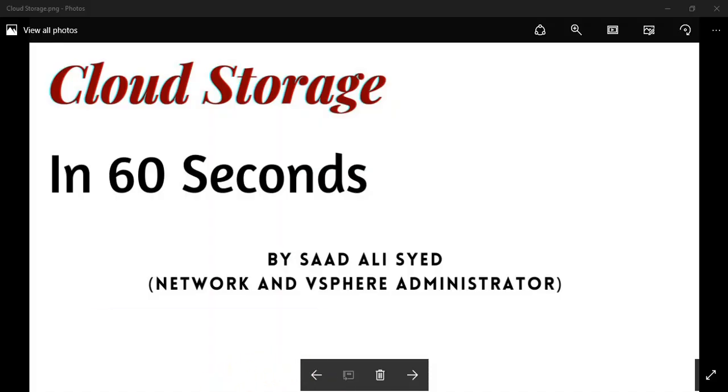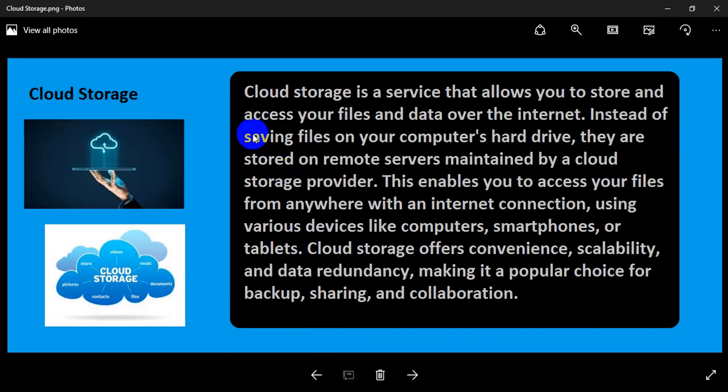So let's know about cloud storage now. What is cloud storage? Cloud storage is a service that allows you to store and access your files and data over the internet. And you know that we have covered the real example of cloud storage as well, which was created by Microsoft, known as Azure Storage, Blob Storage, etc. So you can also know about that by going into the IT in 60-second playlist.